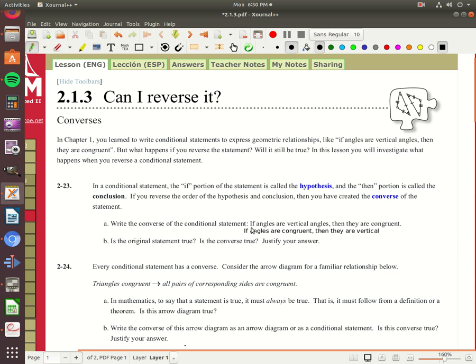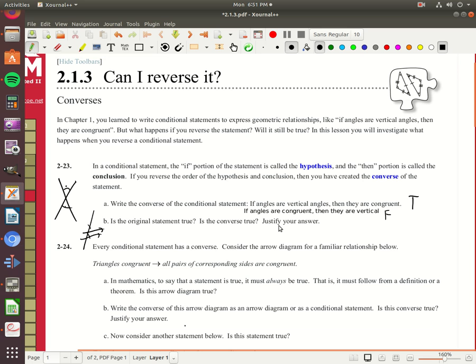Now it says, is the original statement true? If angles are vertical angles, then they're congruent. Is that true? Well, if we say these angles are vertical, they're congruent, I would say that's true. Now, is the converse true? If angles are congruent, then they're vertical. Well, these are congruent angles. They're corresponding, and they're not vertical. So I would say, no, those aren't always true. The original statement is always true, but the converse statement isn't always true.